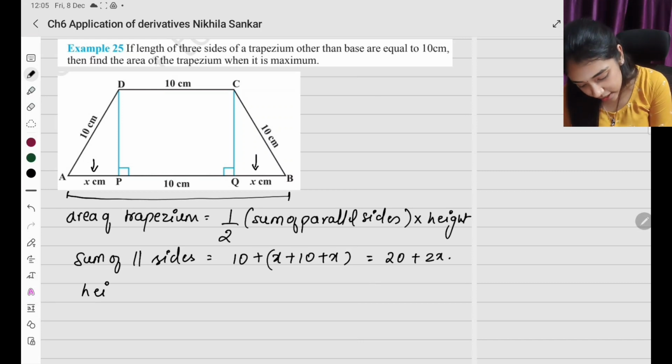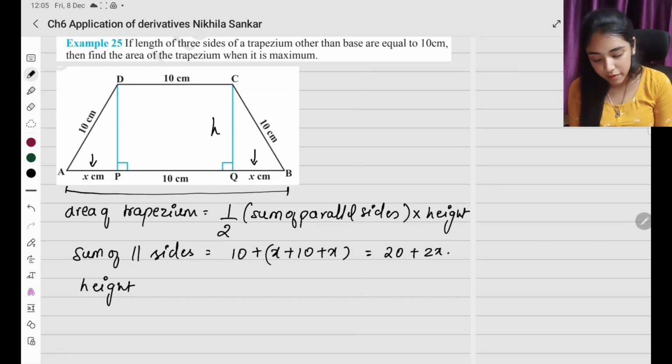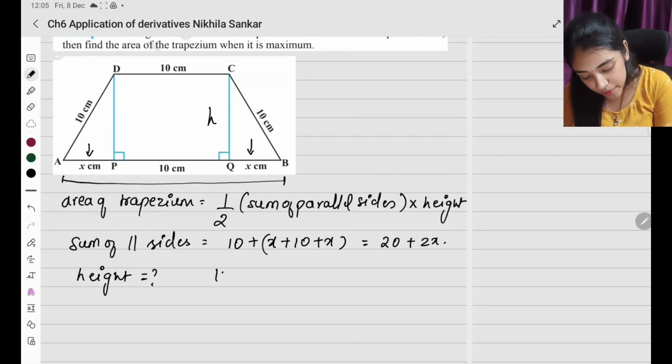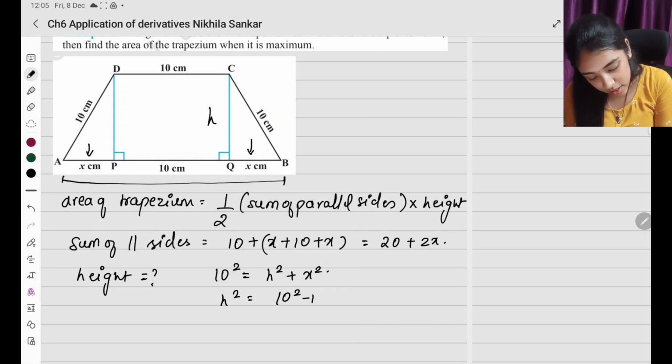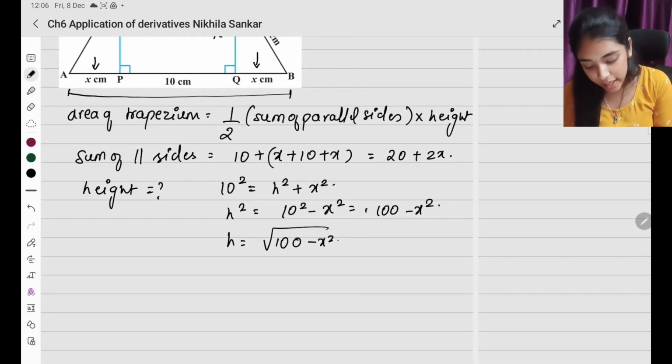The height I do not know, but according to Pythagoras theorem I can find the height. I have 10 square equals h square plus x square. So h square equals 10 square minus x square, which is going to be 100 minus x square. So height is the square root of that. So height is square root of 100 minus x square. Let me keep this as it is.